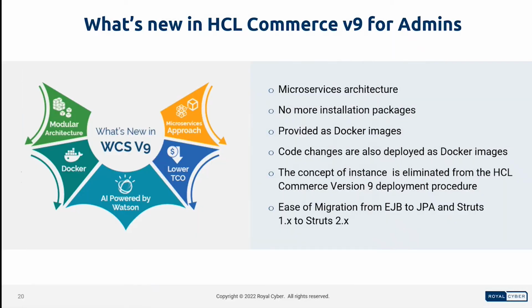So, what is new in HCL Commerce version 9? In the legacy version of HCL Commerce, like version 7 or version 8, we had a monolithic architecture, and HCL Commerce was deployed on a set of servers behind a load balancer. However, in HCL Commerce V9, we have a microservices architecture, which makes HCL Commerce deployment fast, easy to troubleshoot, and scale up the environment as per our needs.